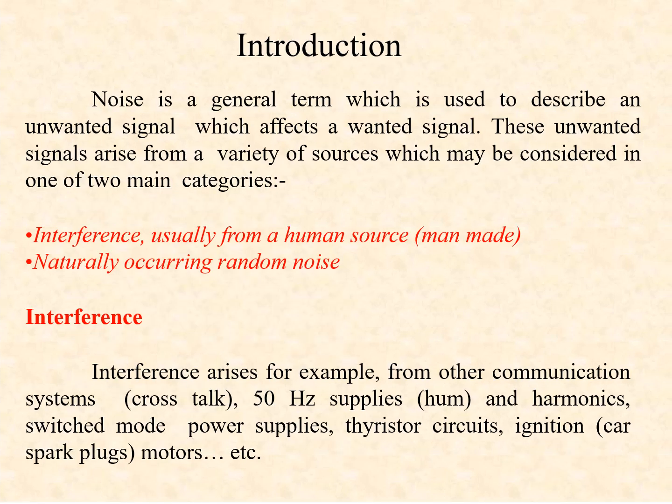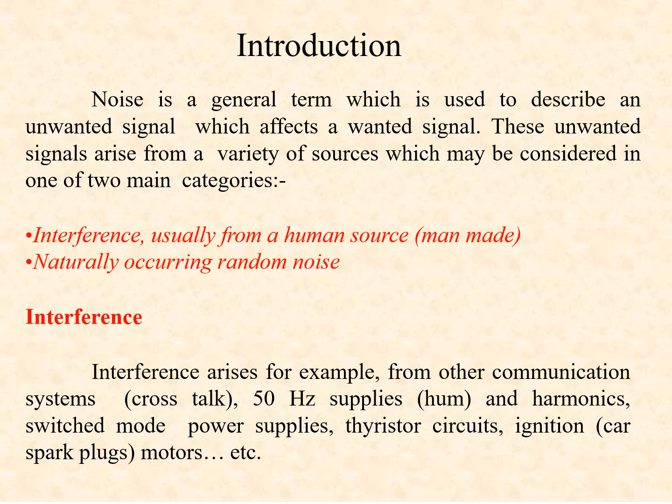So introduction, here the noise. Noise is a general term which is used to describe the unwanted signal which affects the original signal. That is, the original signal is the signal which we want. These unwanted signals arise from a variety of sources which may be considered in two main categories. One is man-made noise and another one is natural noise. The man-made noise occurs based on the phenomenon called interference, usually from a human source, and the second one is naturally occurring random noise.